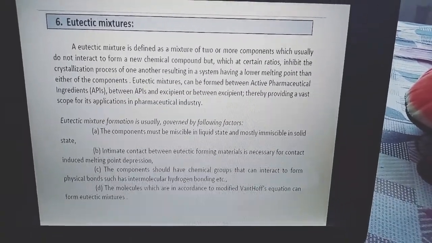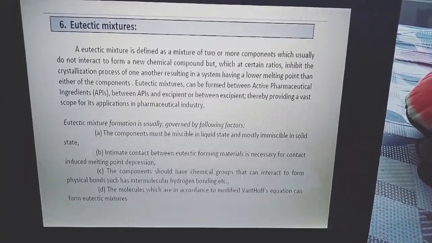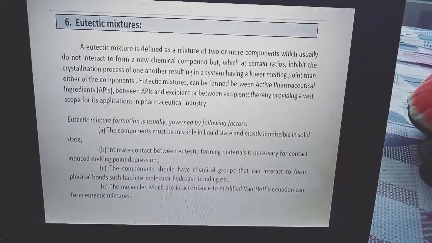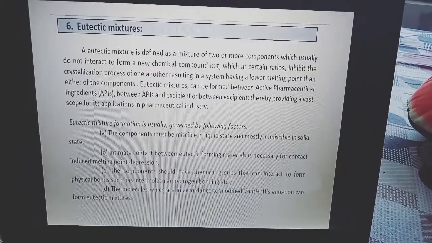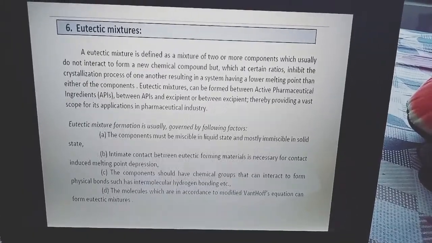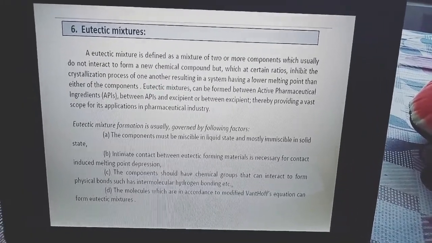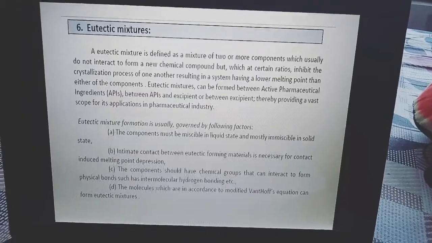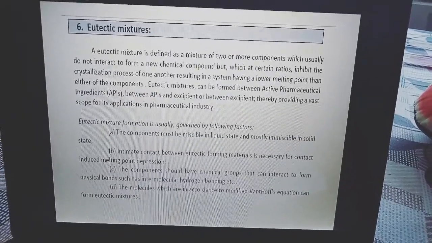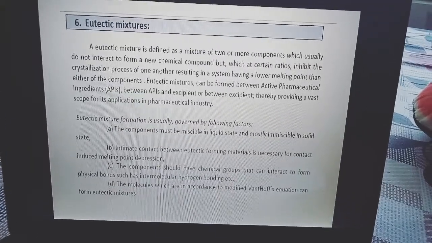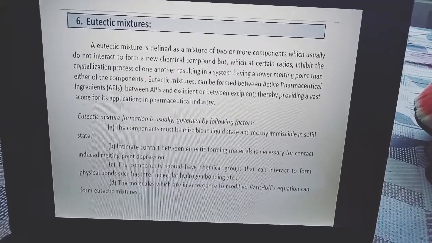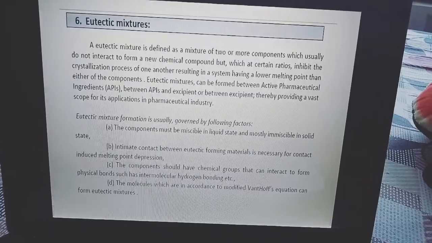Eutectic mixtures can be formed between active pharmaceutical ingredients, between APIs and excipients, or between excipients, thereby providing a vast scope for its application in the pharmaceutical industry. Now there are various factors which govern the formation of eutectic mixtures. Number 1, the components must be miscible in liquid state and mostly immiscible in solid state.